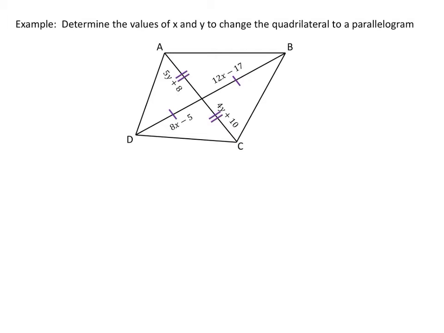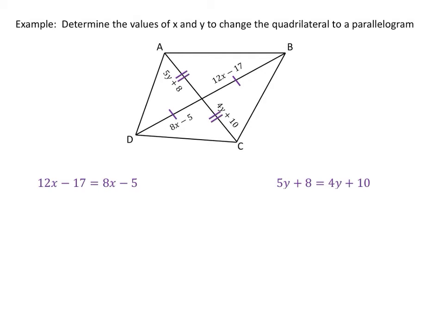All right, now we're going to use these properties to help us solve and determine values of x and y to change the quadrilateral to a parallelogram. So as you can see right now, it doesn't quite look like a parallelogram, so we want to know what values of x and y would change the quadrilateral to look more like a parallelogram. So we're dealing with some diagonals here. We know that diagonals bisect each other. So we can set up two different equations to help us solve for x and y separately.